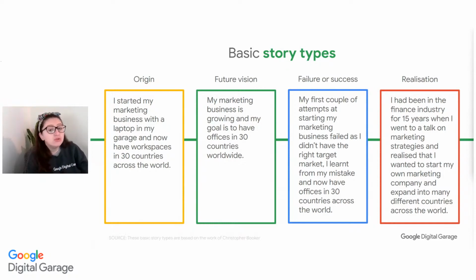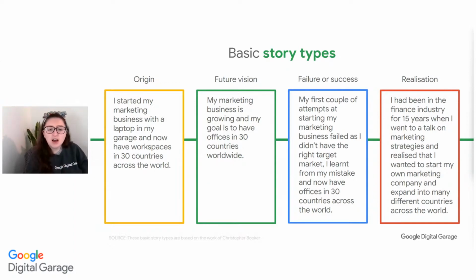So you've got your origin story. Then we've got our future vision story. Now, this is the opposite of the origin story. It's starting to paint that dream, that picture of what could be and what we would like to finish with. So my marketing business is growing, and my goal is to have offices in 30 countries worldwide.